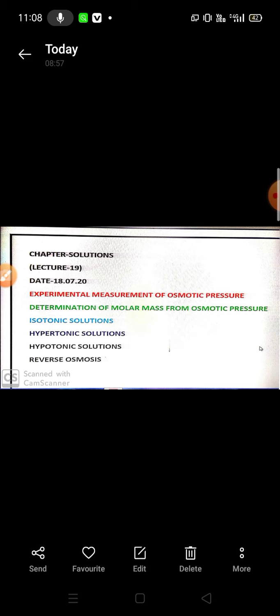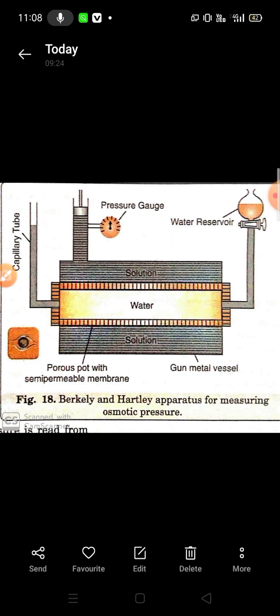First we start from the Berkeley-Hartley apparatus for measuring osmotic pressure. We see the picture. In this method, external pressure is applied on the solution by putting weight on the piston, just sufficient to prevent the osmosis of solvent into it.